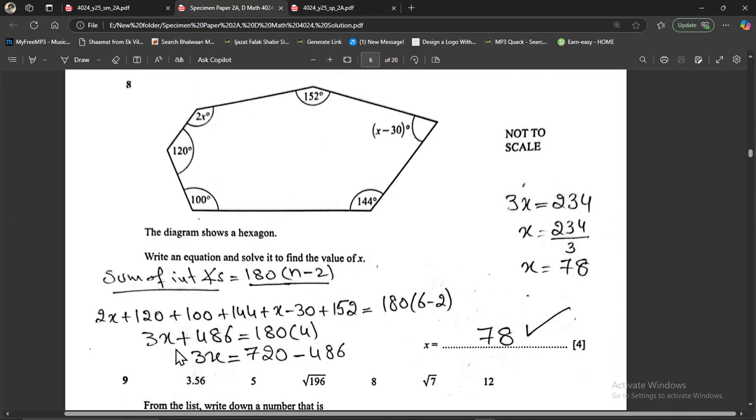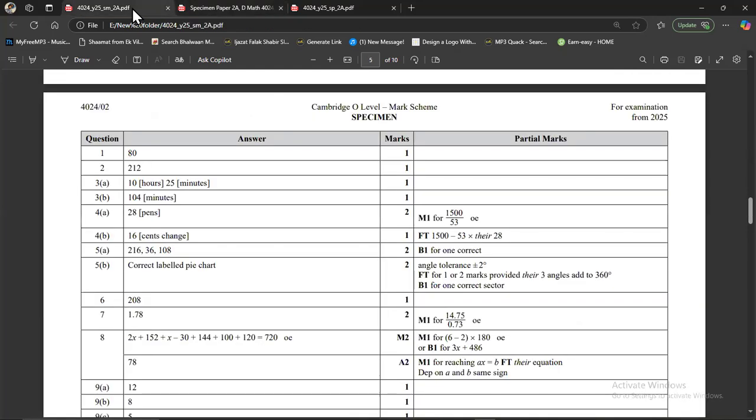So you will have on the left side 3x plus 486 equals 180 times 4, and that is 720. So this plus 486 will go to the other side and it will subtract there. So 720 minus 486, that is 234. This 3, which is multiplying with the x, will go to the other side and divide. So 234 divided by 3 is 78. So the value of x is 78. It's a 4 marks question.